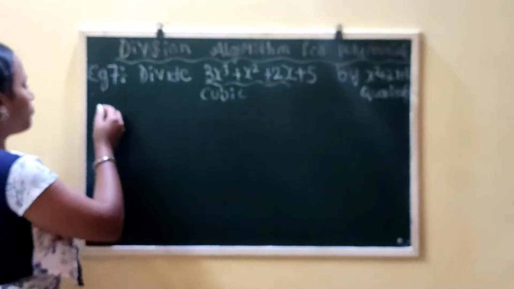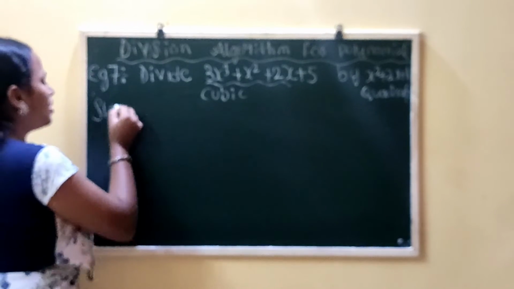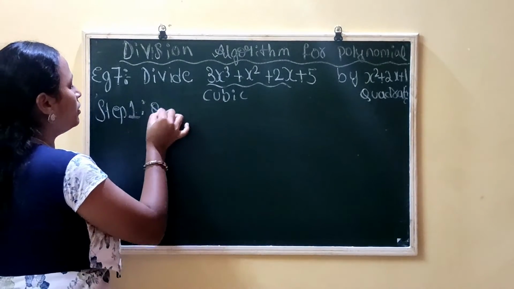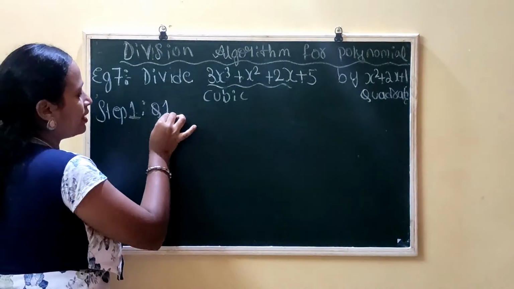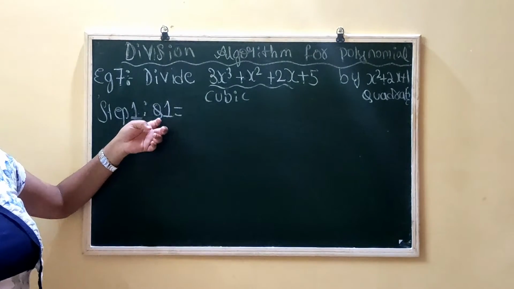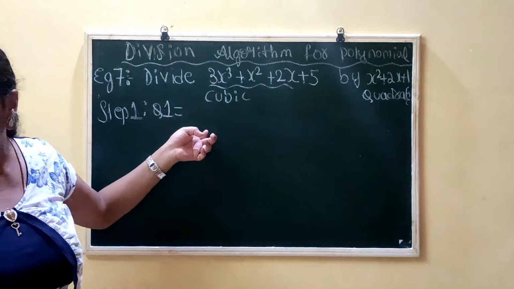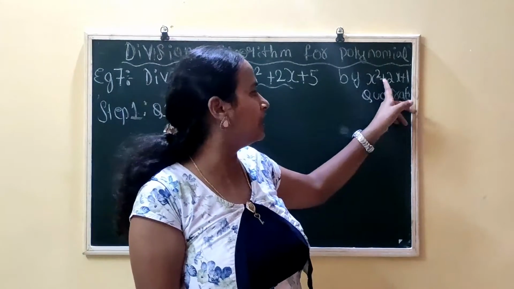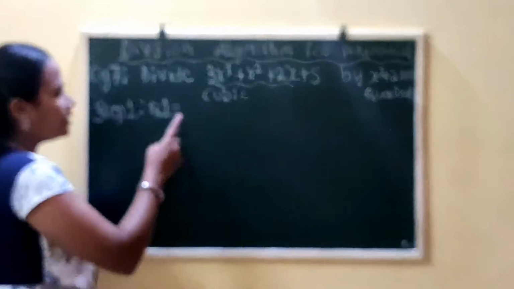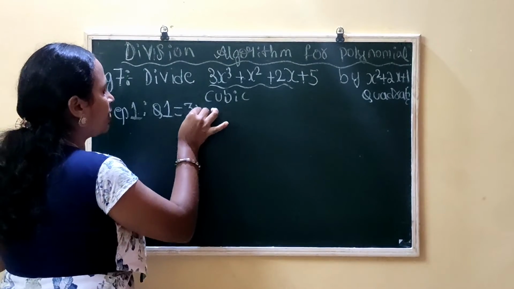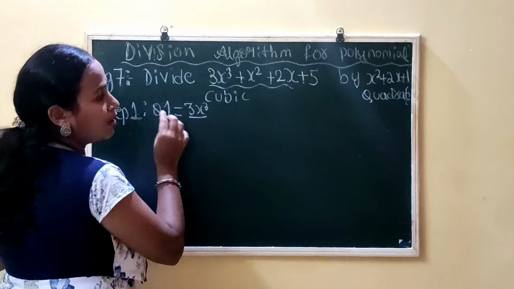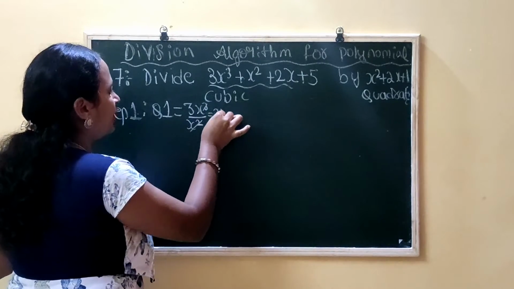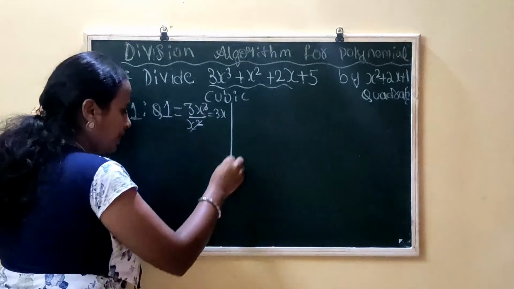So what is step 1? Step 1 is how to select quotient 1, which I have indicated as Q1. Quotient 1 is given by the highest degree term of the dividend divided by the highest degree term of the divisor. The highest degree term of the dividend is 3x cube and of the divisor is x square. So quotient 1 will be 3x.